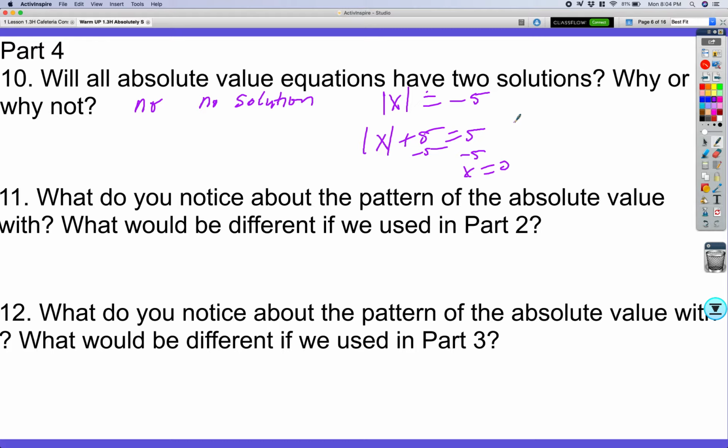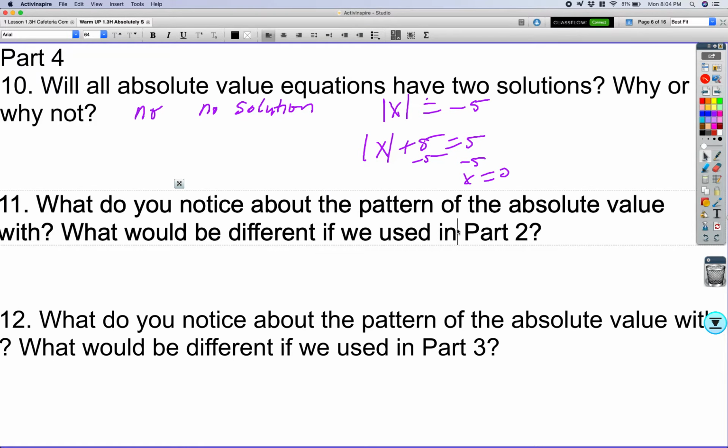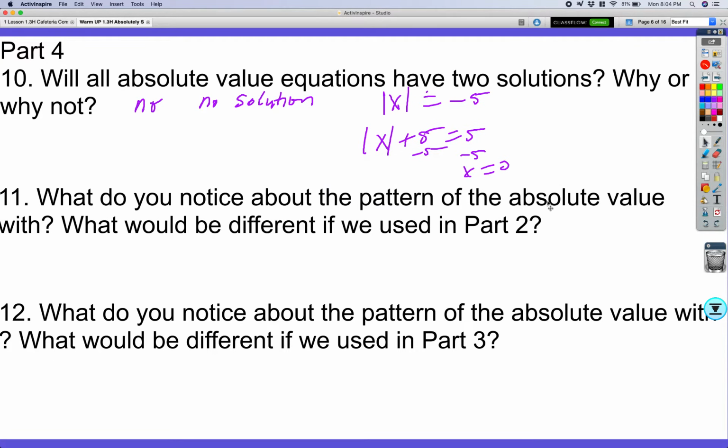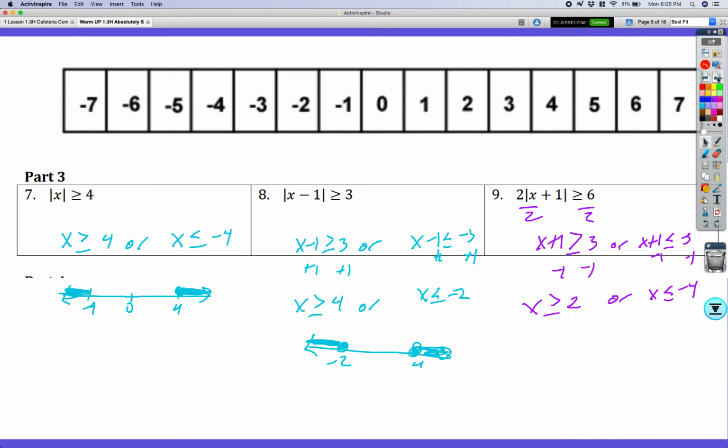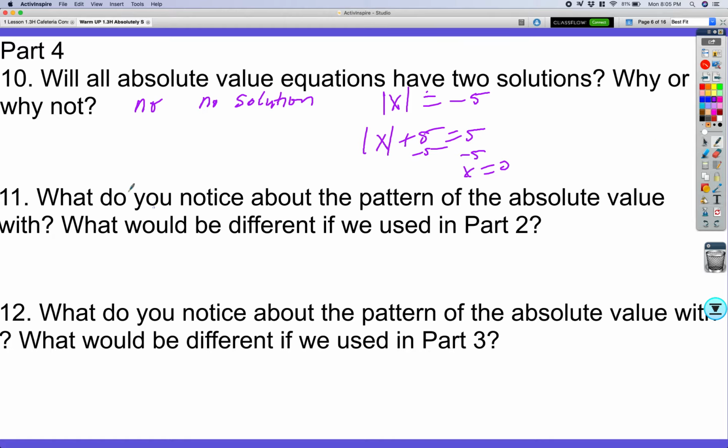What do you notice about the pattern of absolute value with part 1? What would be different in part 2? I feel like I'm missing a word here. So it says, what do you notice about the pattern of absolute value with part 1? What would be different in part 2? So I would guess it's saying in part 1, those are in part 1, it's equation signs. Part 1 were equation signs.